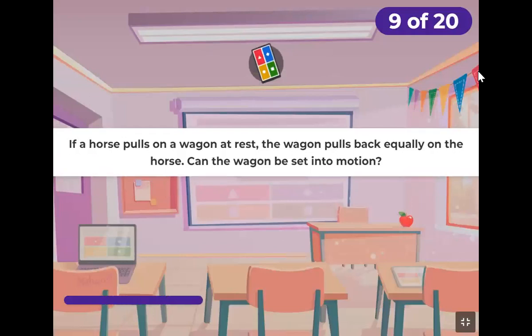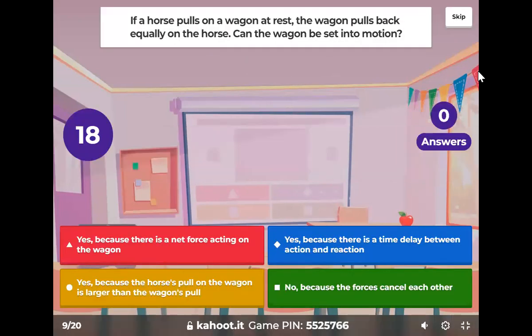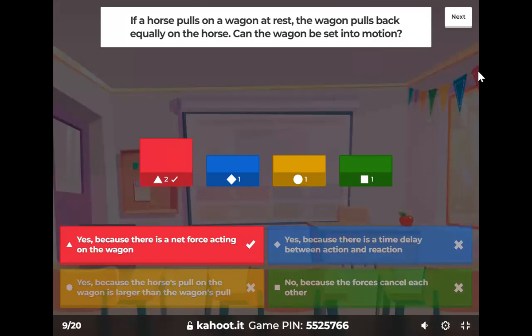Horse pulls the wagon at rest. The wagon pulls back on the horse. Can the wagon even be set into motion? Yeah, of course it can be set in motion. You guys have seen the wagon be set in motion, right? Now, what's the deal with this?